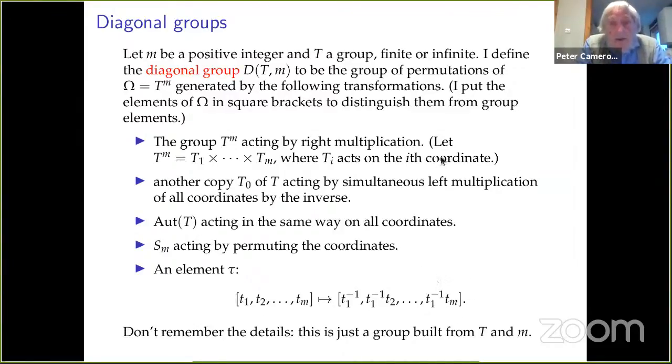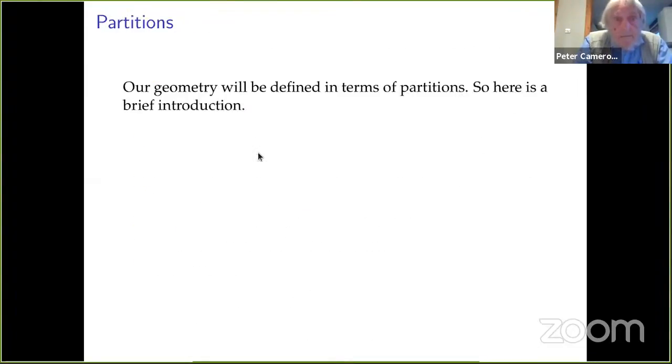But these permutations will generate a group. So what I'm saying is this is a very explicit group depending on a group T and a dimension M. So given T and M, you can build this diagonal group. So the geometry that I'm going to describe to you is defined in terms of partitions. So I need to bring you up to speed on partitions first.